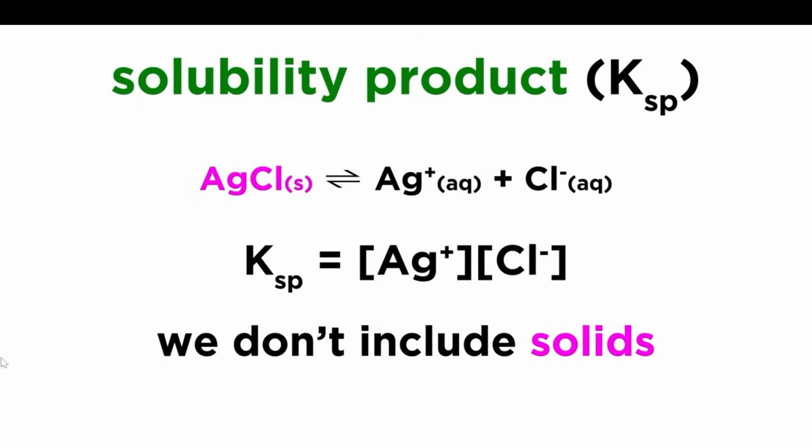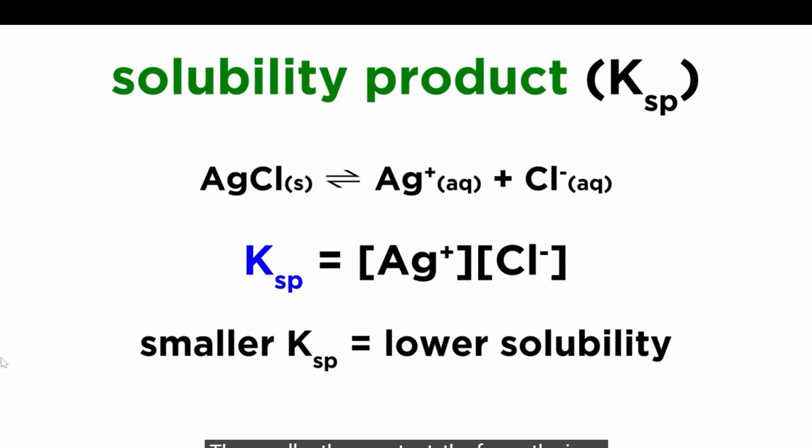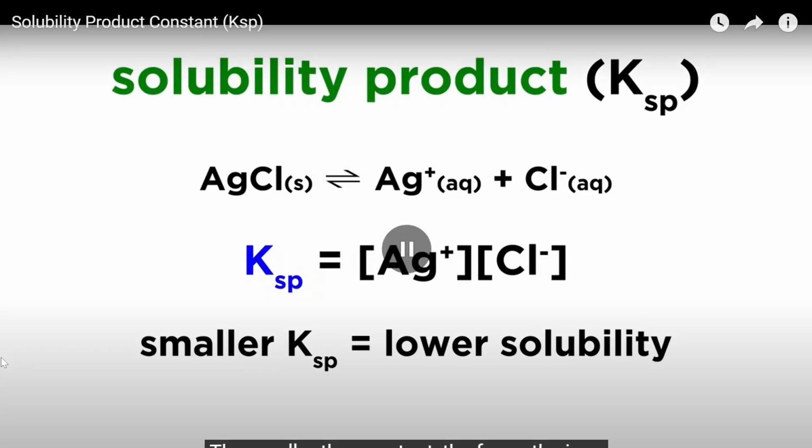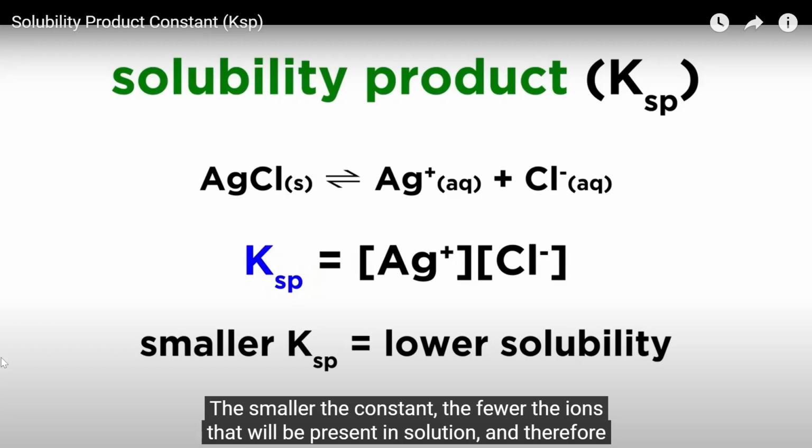expressions. The smaller the constant, the fewer the ions that will be present in solution. So if we have a smaller constant, so if this value here is small, what he's saying is that means that the ion concentrations must also be small. And if this is small, what does that tell you about how much dissolves? Not a lot. So the smaller the ion concentration, the lower the solubility, the less will dissolve.